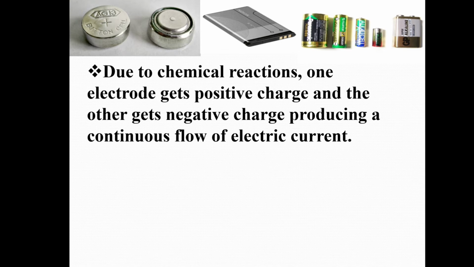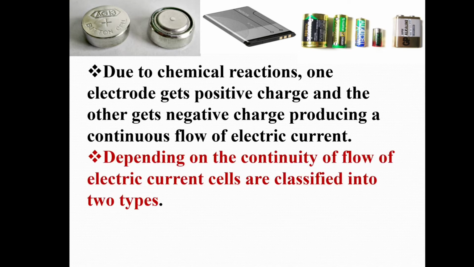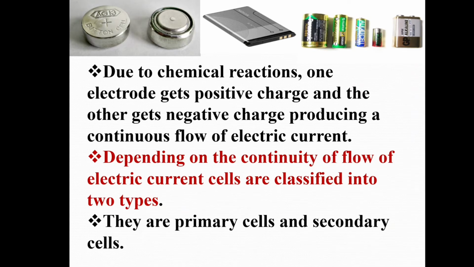Depending on the continuity of flow of electric current, cells are classified into two types. So, how are cells classified? They are classified into two types depending on the continuity of flow of electric current in the cells. So, what are the two types of cells? They are primary cells and secondary cells. Let us discuss primary cells.